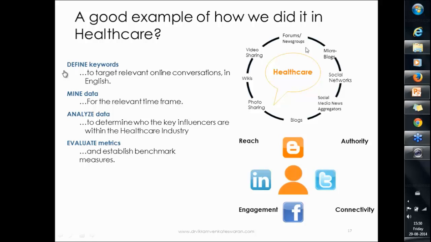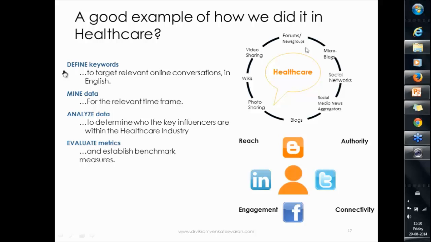Some of these people have a lot of reach and a lot of authority, but they don't respond back to you. They don't talk back to you. Even if you send them a mail or a message, you hear nothing from them, just static. So how well connected were they? And fourth, what is the level of engagement?